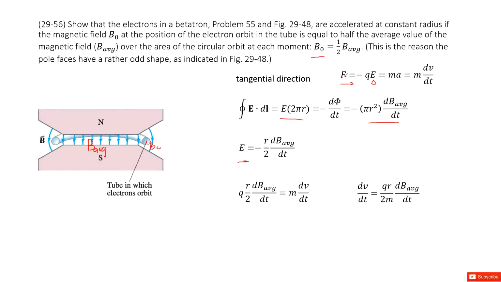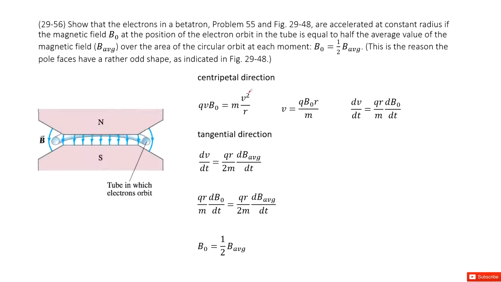Now we can write the force, negative Q times E, equal to mass times acceleration, right? So we reorganize it. We find dv over dt equals this term, so we put it there. Next, we look at the central direction, right?